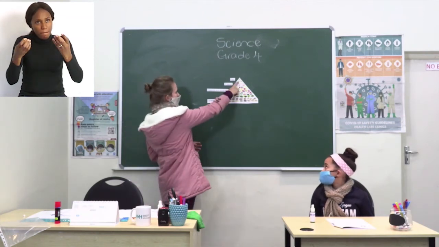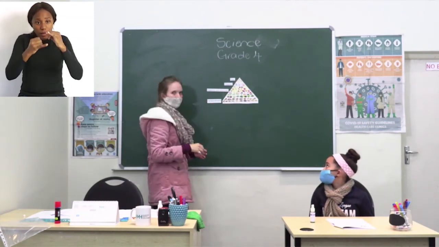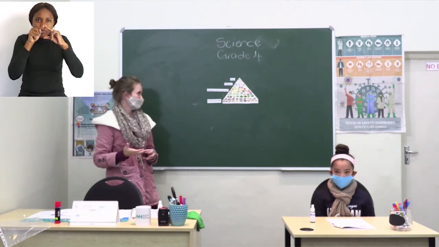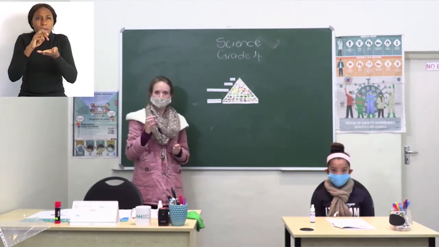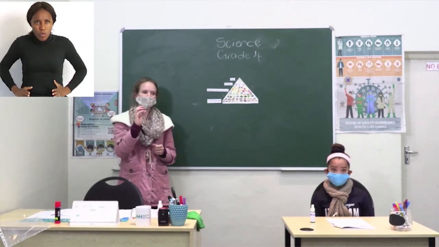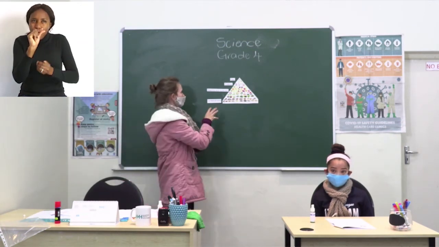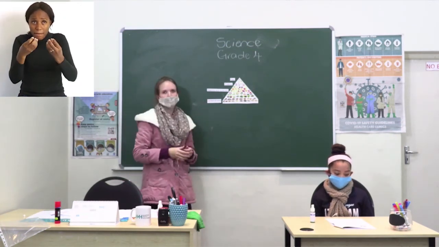And then right there at the top, the smallest part of the triangle, we have fats. That means that our bodies need it, but you need a little bit less of fats than you need of, for example, proteins and carbohydrates.